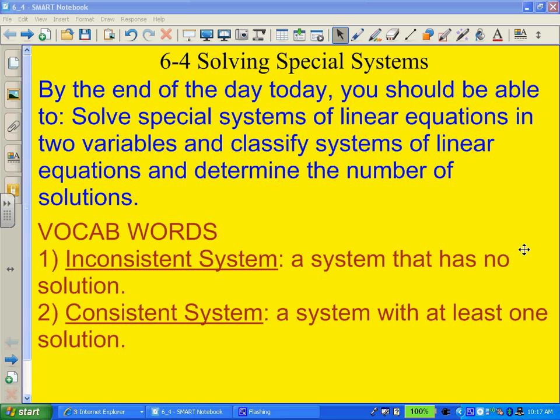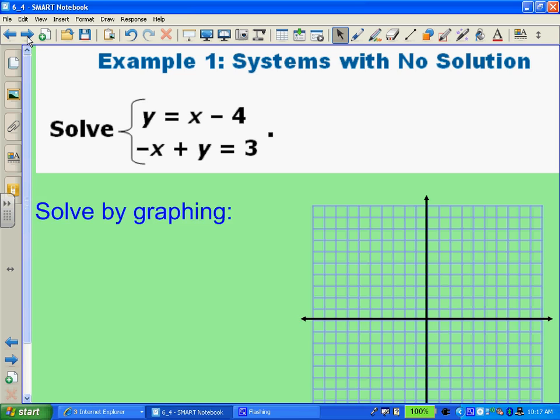So it's kind of the same idea. Before we had identity and contradiction with no solution and many solutions. Kind of the same idea, except now with systems we call them inconsistent and consistent. So what we're going to do first is look at what these special systems look like when we're solving them, because just like with identities and contradictions, we're not going to know that it is a special system until we start to solve it.